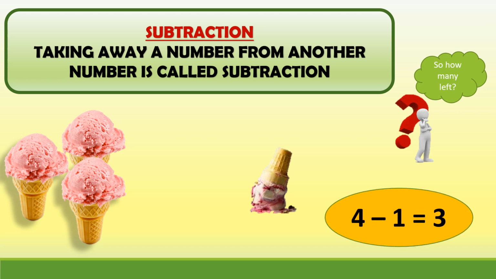Yes. 4 minus 1 equals to 3. 4 ice creams I was carrying and I dropped one ice cream on the road. So the ice creams which remain with me are 3. Here we have taken away a number 1 from 4. So 4 minus 1 gives us 3. That is subtraction. Taking away a number from another number is called subtraction.